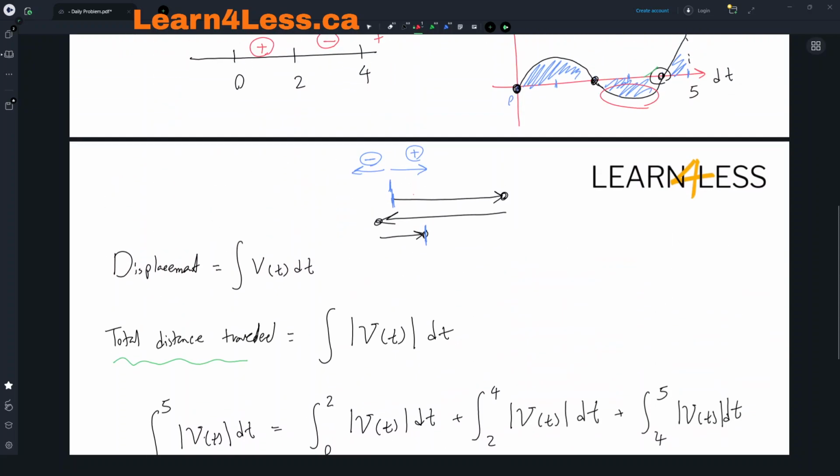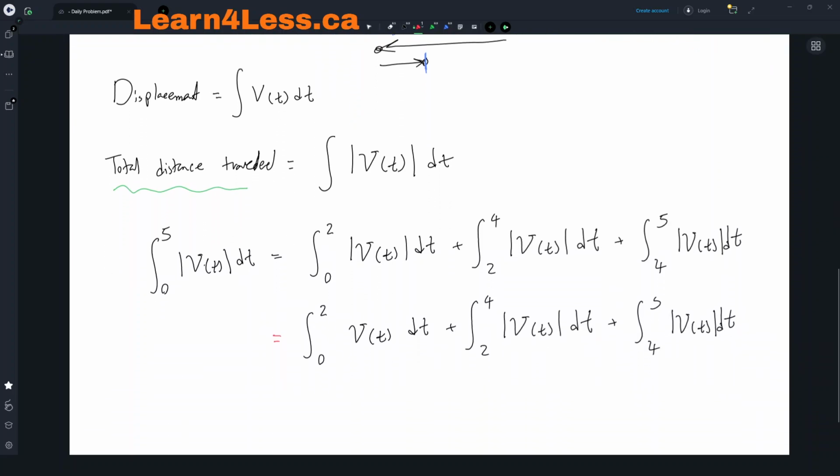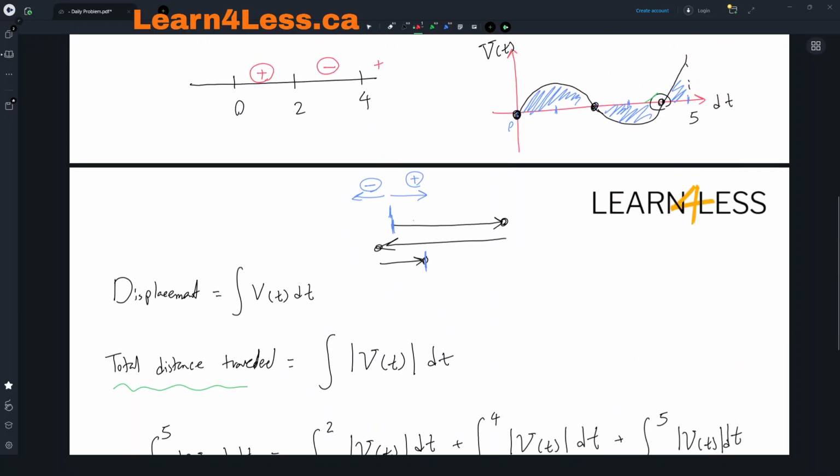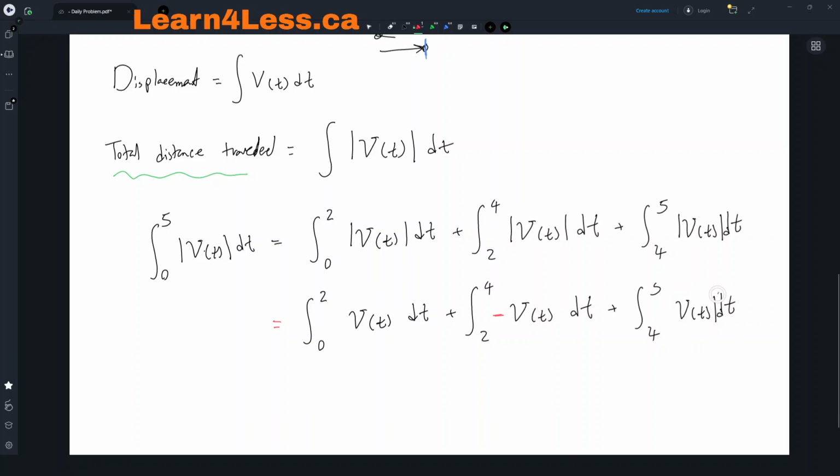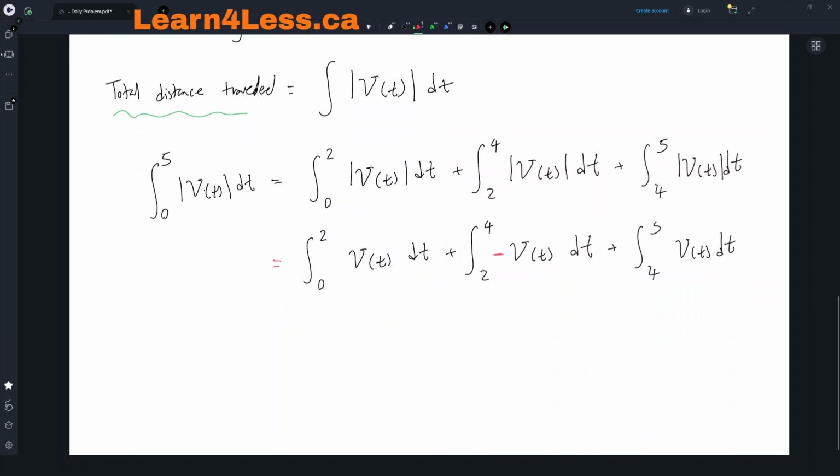From 2 to 4, because the function is negative, absolute value actually does something. It makes the function positive. How does absolute value do that? By multiplying the function by another negative. So instead of having absolute value, we can multiply our negative function by a negative sign. It compensates for the absolute value, and now this is a positive function. And from 4 to 5, because the function is already positive, above the x-axis, absolute value again doesn't do anything. We can simply get rid of it. So we have 0 to 2, 2 to 4, and 4 to 5, and just 2 to 4 would have a negative sign.